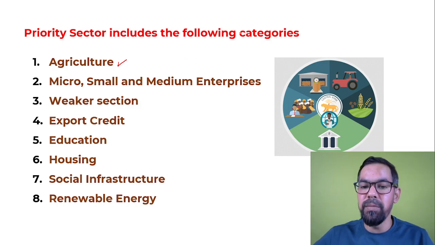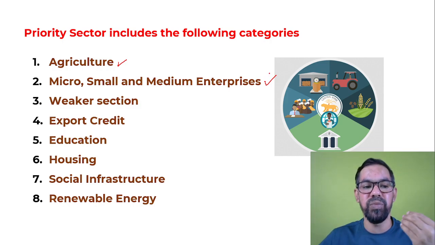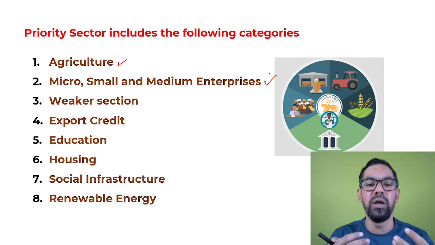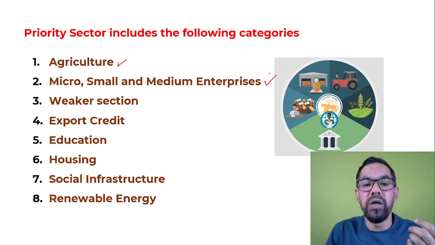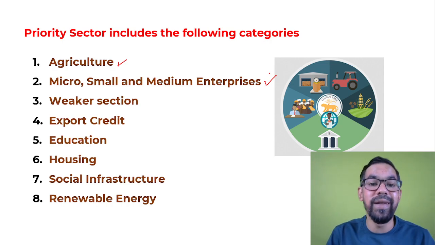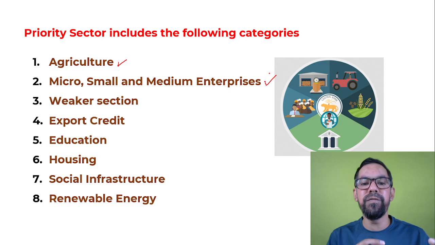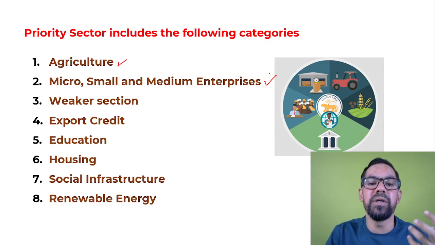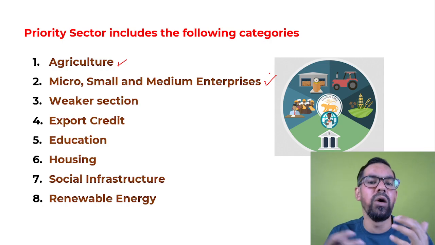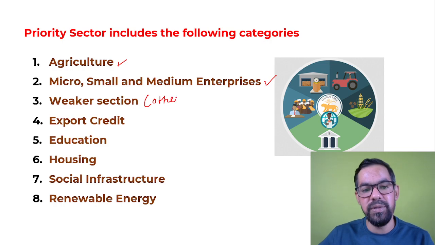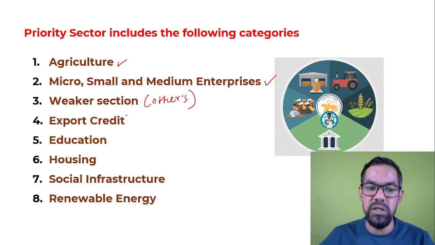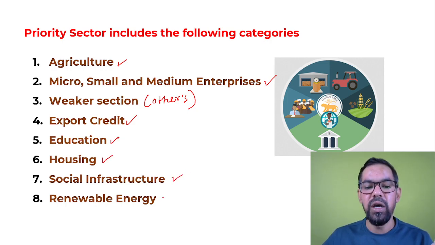Okay, MSME, micro, small and medium enterprises, that is again the most important or the most emerging sector in the Indian economy. We are working toward self-reliance, the Made in India concept and all. So if these sectors have timely and adequate credit, they will also grow. Okay, the weaker section is part of others. If you visit the RBI website, you will find it as others. Then export credit, education, housing, social infrastructure, and renewable energy.